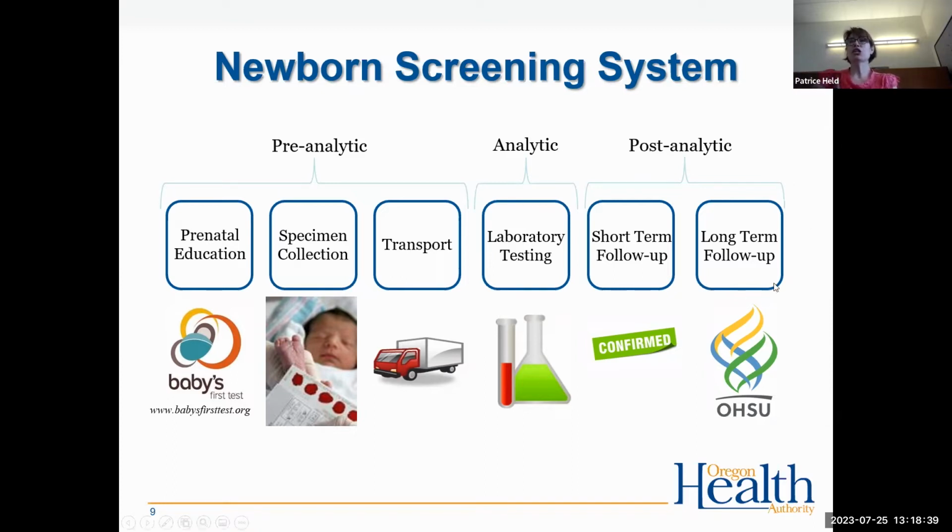And then the long-term follow-up is really the care that is given to the child that is identified with the condition over time, so that we can ensure that those children are meeting the appropriate milestones and are never lost to follow-up. In Oregon, that portion of the program, the long-term follow-up, is done by our medical center in the state, Oregon Health Sciences University.